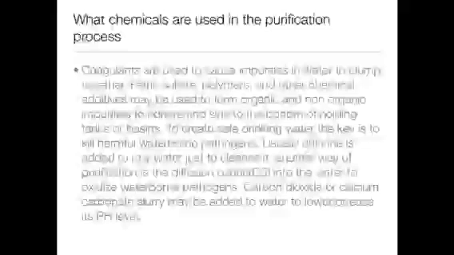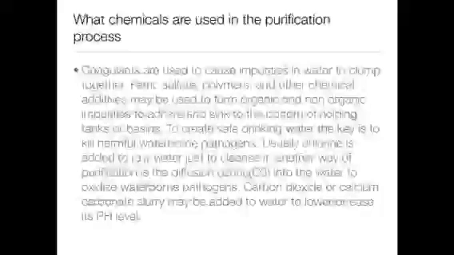To create safe drinking water, the key is to kill harmful waterborne pathogens. Usually chlorine is added to raw water just to cleanse it. Another way of purification is the diffusion of ozone, O3, into the water to oxidize waterborne pathogens. Carbon dioxide or calcium carbonate slurry may be added to water to lower or ease its pH level.